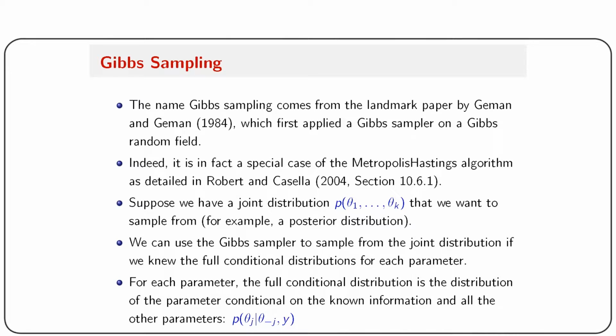10.6.1. Suppose we have a joint distribution p(theta_1, ..., theta_k) that we want to sample from, for example, a posterior distribution, say. We can use the Gibbs sampler to sample from the joint distribution if we know the full conditional distribution of each parameter. For each parameter, the full conditional distribution is the distribution of the parameter conditional on known information and all the other parameters. Say p(theta_j | theta_{-j}, y), where theta_{-j} indicates all the other parameters except theta_j. That is a full conditional distribution.